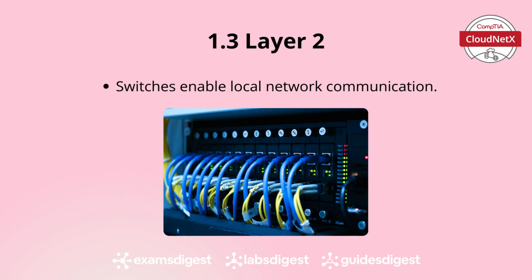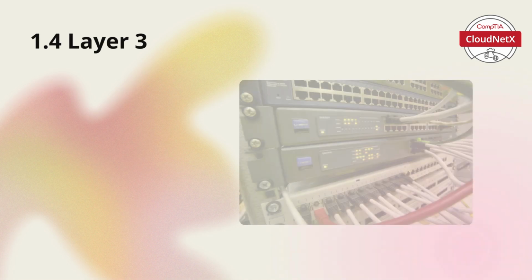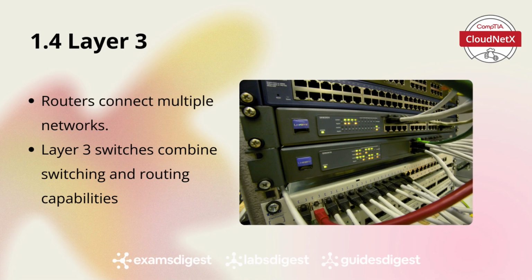That's where Layer 3 routers come in. Routers operate using IP addresses and are essential for interconnecting multiple networks. They enable data to travel between different subnets, offices, or even to external networks like the Internet. Layer 3 switches can combine the speed of Layer 2 switching with routing capabilities, making them a versatile choice for modern networks.